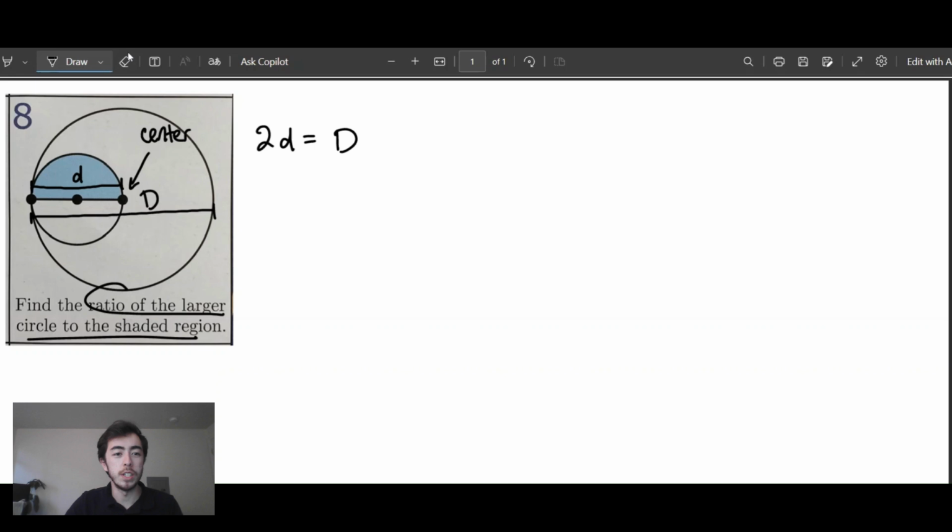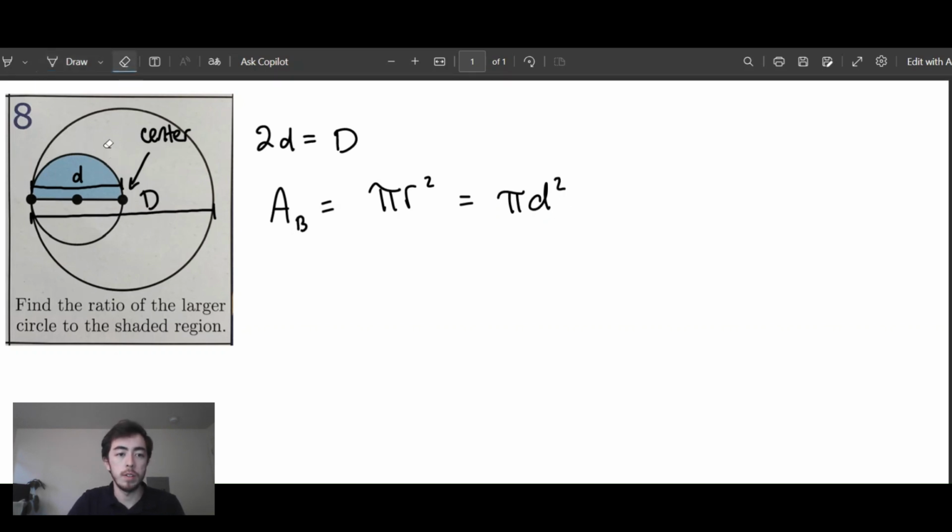If we try finding their areas, because we're finding the ratio, well, it says ratio of the larger circle to the shaded region. The shaded region is an area, so I'm pretty sure that we're working with the area of the circle. It doesn't really say area or circumference, but let's just assume it's area. So area of the big circle is going to be, well, just the formula says pi r squared. And this r is coming from the radius of the big circle. Though if you notice, its radius is actually the shorter diameter. So here, for the area of the big circle, I'm going to write pi little d squared, because this is the radius of my big circle.